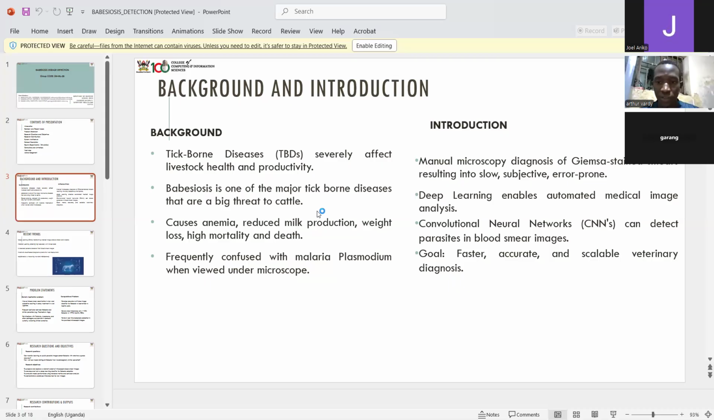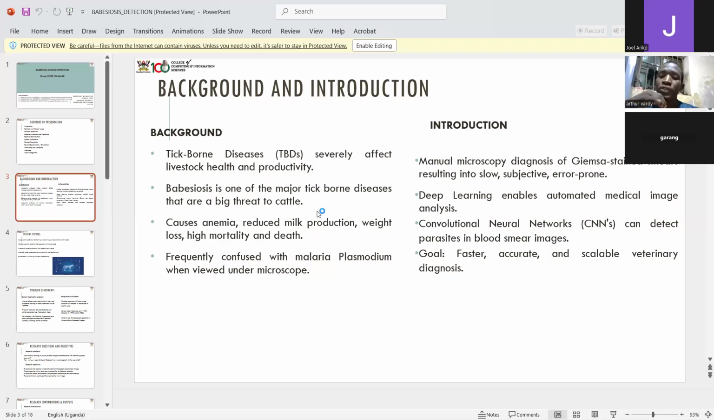One of the things that motivated us to do this project is that currently there is a manual diagnosis process that is being carried out in order to determine this disease. For example, doctors currently diagnose the Giemsa stained smears, and this is subjective. This process is somehow slow. It is error prone, which may lead to false results given by the doctor.